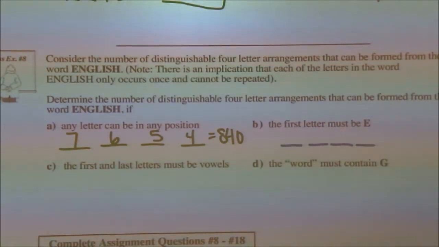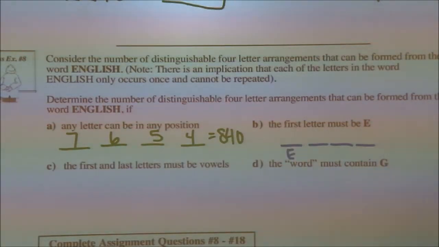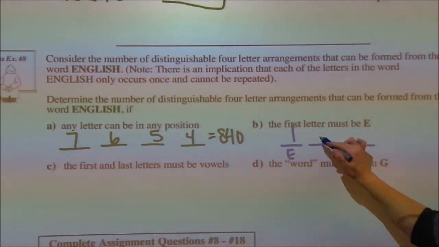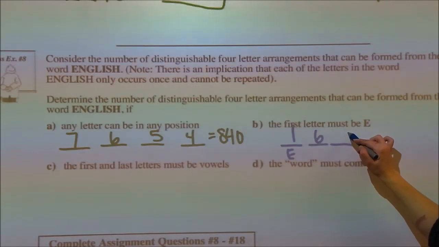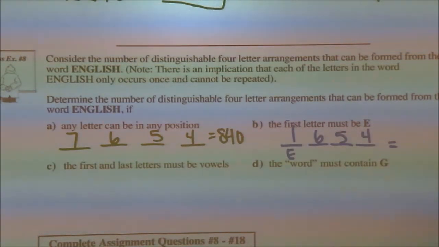Okay. B. The first letter has to be an E. How many choices do I have? 1. How many choices do I have for the second one? 6. Then? Then? How many possible combinations? 120. Okay? Nice job.